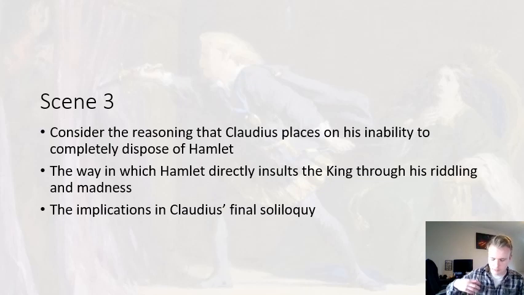So as he goes into it, "Your worm is the only emperor for diet." So the worm is the only one who's truly emperor. "We fat all creatures else to fat us, and we fat ourselves for maggots. Your fat king and your lean beggar is but variable service, two dishes, but to one table. That's the end." So beggars are eaten by the worms, kings are eaten by the worms. Claudius is no better than a beggar in the image here.